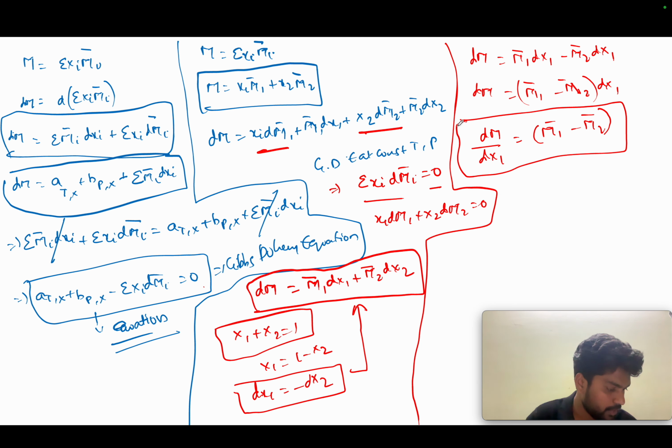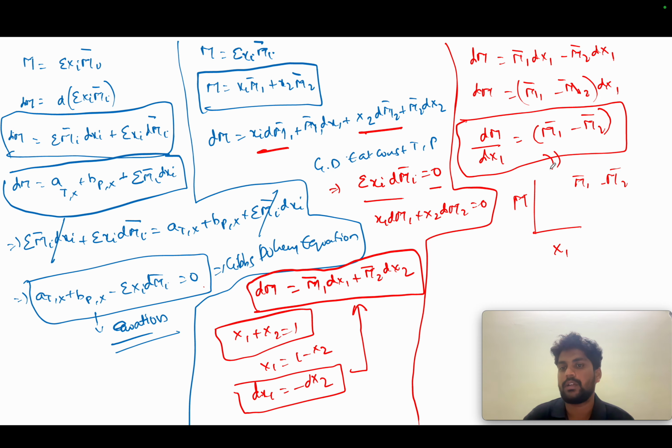Any doubts up to here? No, sir. Okay, so now what it says is, if you plot the graph of m with respect to x, I will explain that also in the coming slide, you will get the slope as m1 bar minus m2 bar. So you need to understand this part from here. Just wait for 2 more minutes, I will give better clarification regarding this.